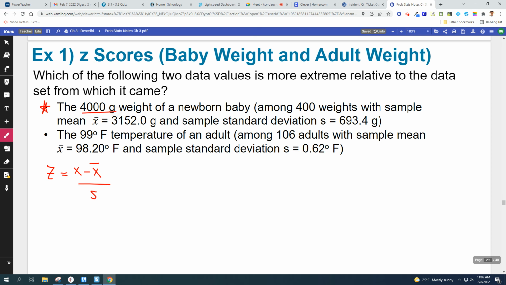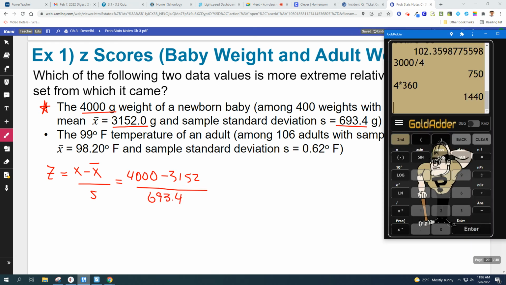So you've got this number. This is our x number, 4,000. And we're going to subtract the mean, that's 3152, and then divide by the standard deviation that they gave us, 693.4. So 4,000 minus 3152 divided by 693.4 gives us about 1.22. Remember they said round to 2 decimal places, so 1.22.